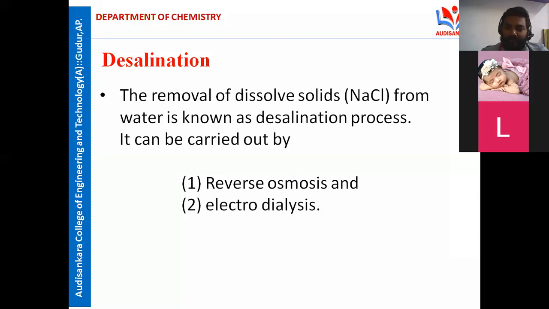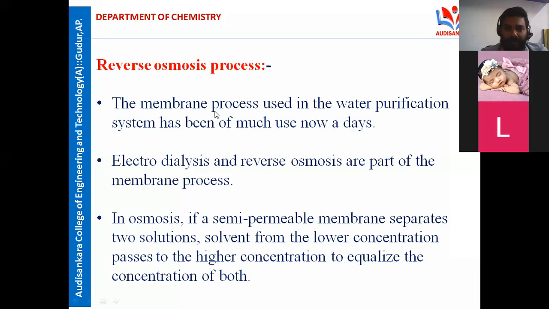What is reverse osmosis? You already saw the video, with a very clear image. Before going to the RO process, it is a very important process. It is a membrane process, a very simple process. It is a filter membrane. This membrane process used in water purification systems is of much use nowadays. Electrodialysis and reverse osmosis are part of the membrane process. Both processes compulsorily use membranes. Membrane is a must. Without a membrane, purification does not occur.